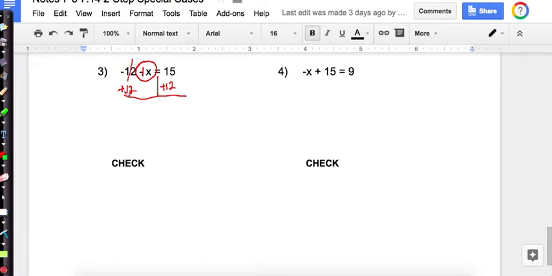So what happens to the 12s? They cancel. Bring down the 1x, and I got to bring it down as -1x. 15 plus 12 is 27. And what's the opposite of multiplication? Good, division. So -1 divided by -1 is a 1 in disguise. And 27 divided by -1 is -27.